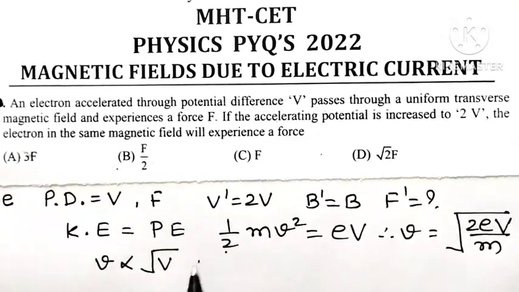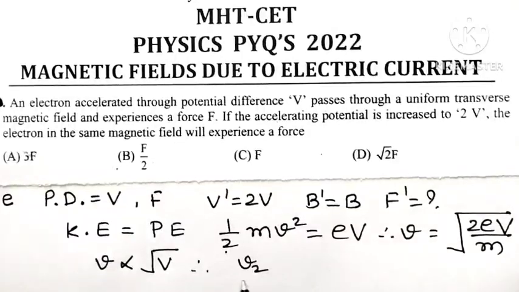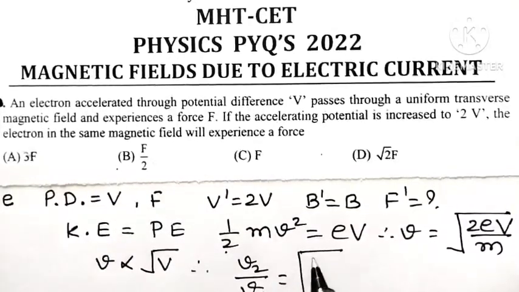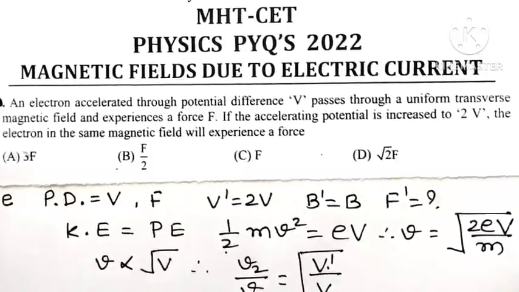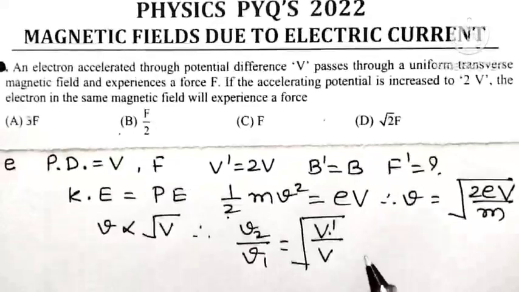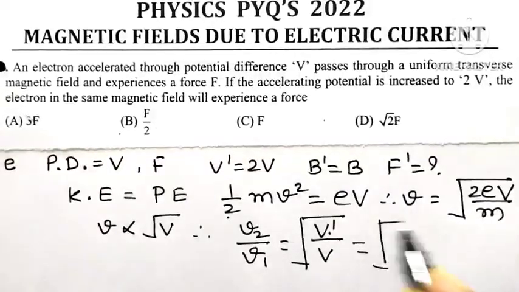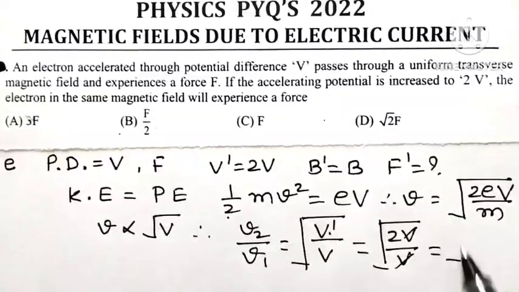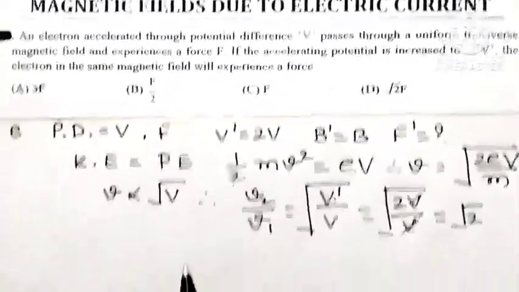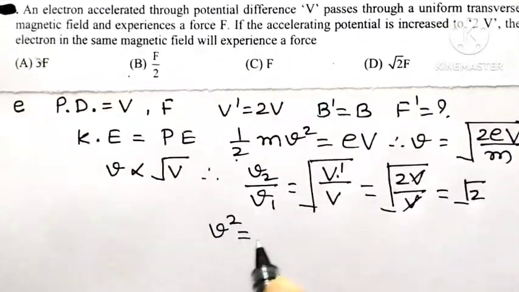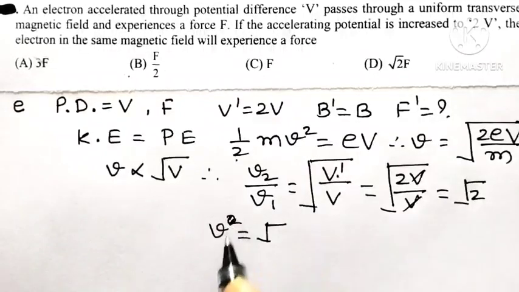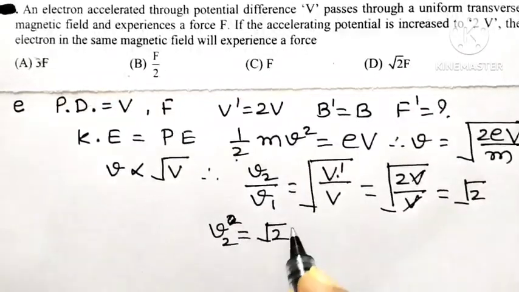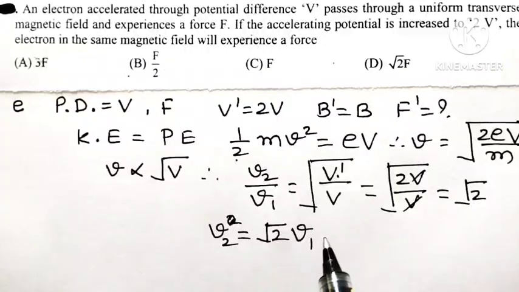applied. Therefore, velocity in the second case to that in the first case is equal to under root of V dash divided by V. What is the value of V dash given? It is 2V divided by V. So the V's get cancelled, and it is under root of 2, or V2 is equal to root 2 times V1.